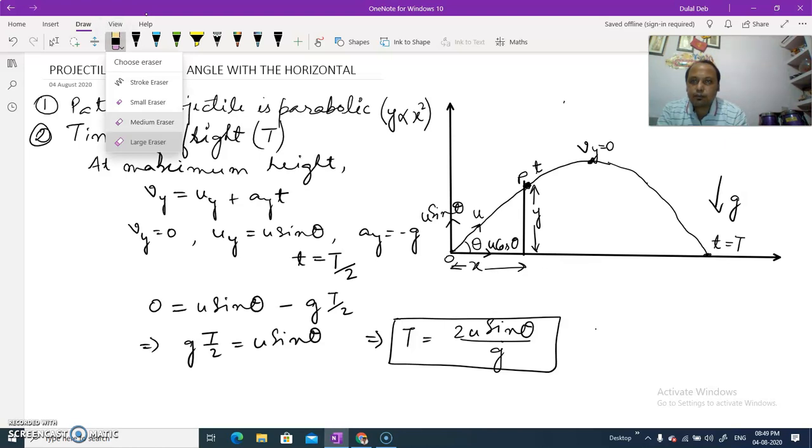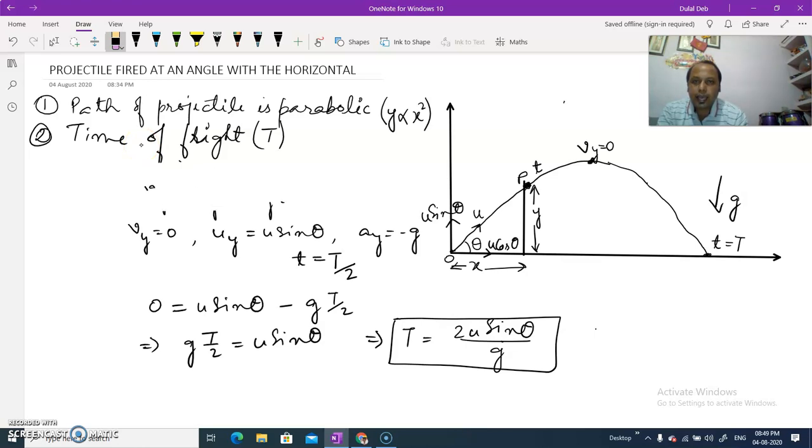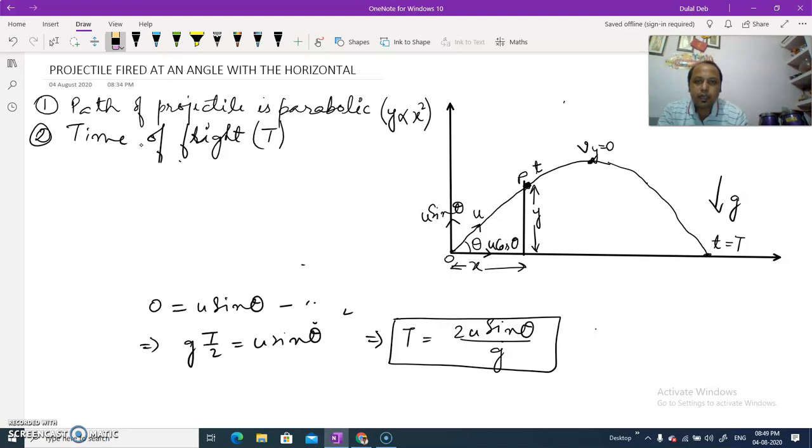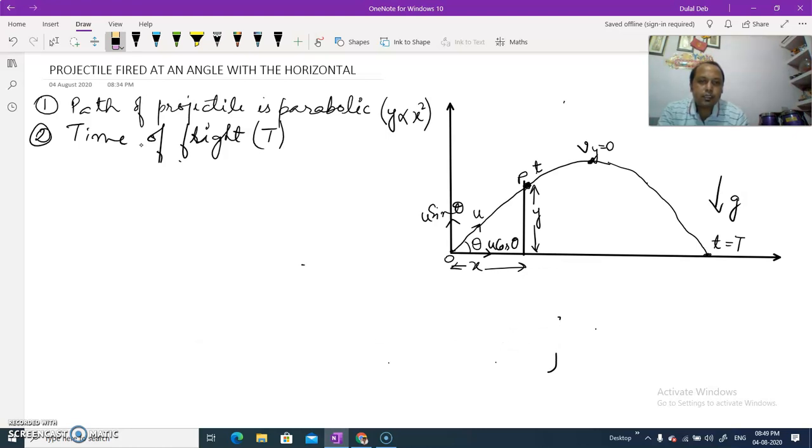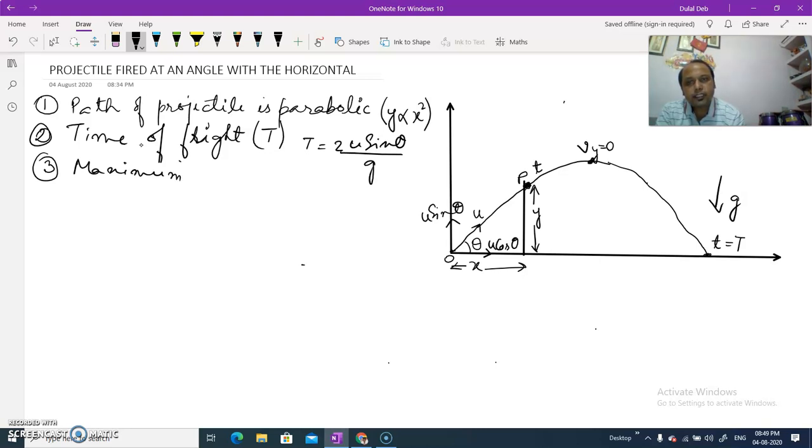If it is clear, then we can move to the next one now, where we will be discussing the height, maximum height which is attained. Okay. So maximum height we are going to discuss. The time we have already calculated, it is 2U sin theta upon g. So let me write it here. T is equal to 2U sin theta upon g. Now, third point that we are going to discuss here is height, that is maximum height attained.